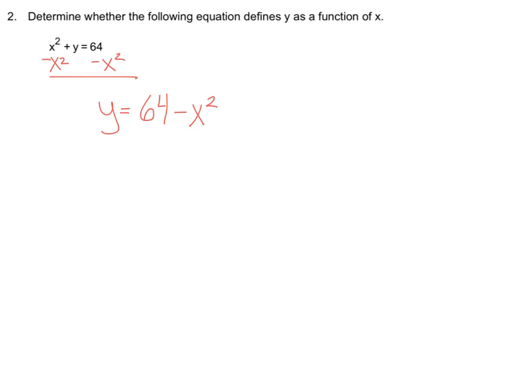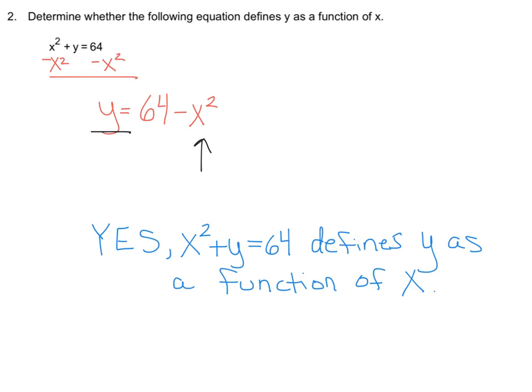Now, we can say that y is a function of x if for each value of x there is only one value for y. So if we plugged in any number for x, it doesn't matter, we would only get one value out for y. So that means that the equation defines y as a function of x. So yes, x squared plus y equals 64 defines y as a function of x.